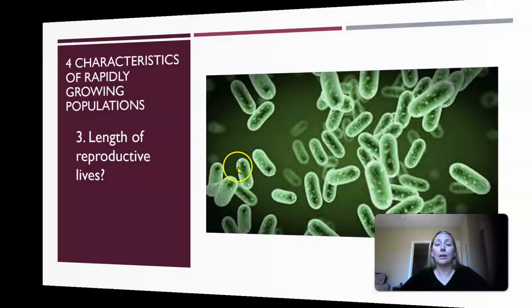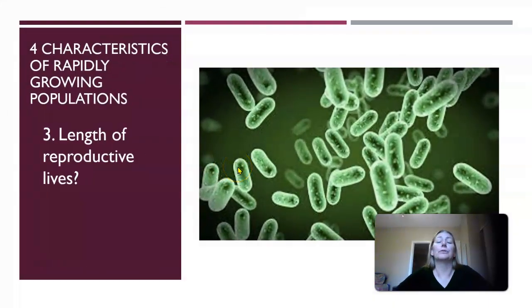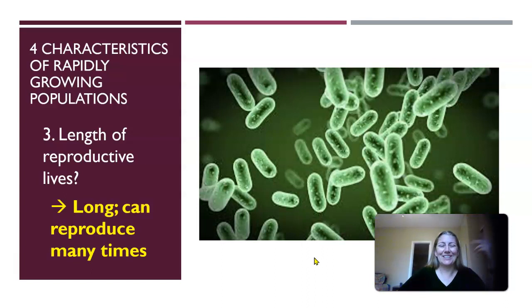A third characteristic of a rapidly growing population is how long they stay in their reproductive phase. Are they staying in it for a short amount of time or for a long period of time? If you said for a long period of time, then clearly you were correct. The longer that whatever organisms we're talking about stay in the reproductive phase of their life, obviously, the more the population can increase.